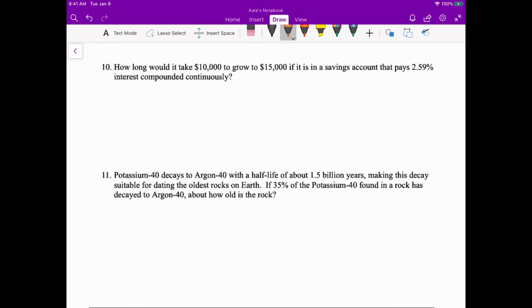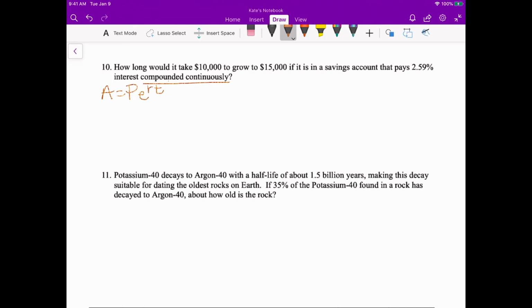For number 10, it says how long would it take $10,000 to grow to $15,000 if it is in a savings account that pays 2.59% interest compounded continuously? Because it tells us that our interest is compounded continuously, that means that we have to use the equation PERT. So A equals P times e to the rt.